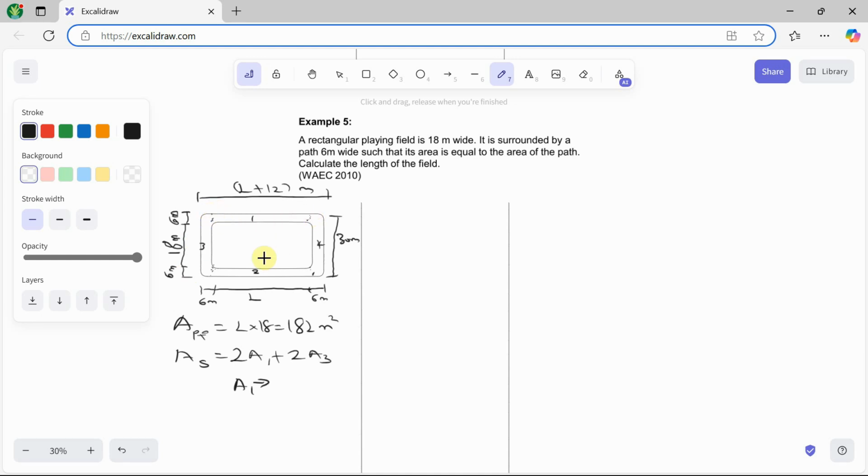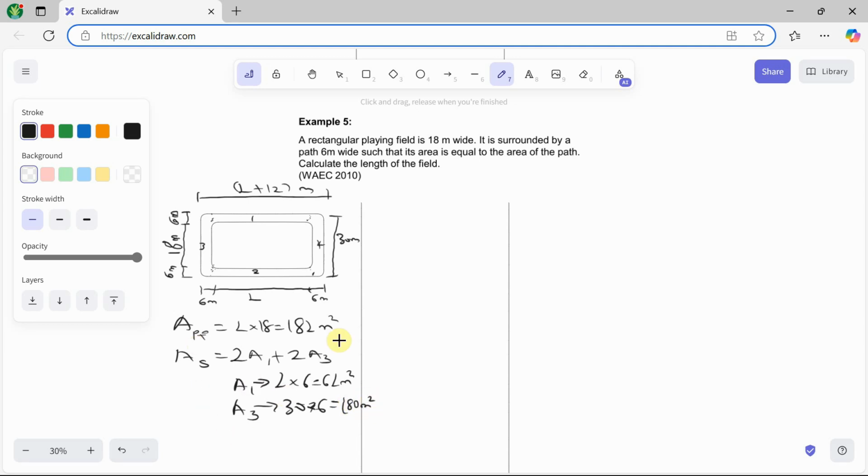Area 1 is, what is this? The length here is L, right? From here to here, the length is L. And then the width here is 6. So that will be L times 6, which is equal to 6L meters squared, right? And then for A3, it is this guy here. What is the length? The length is 30, because 18 plus 6 plus 6 is 30. Times, what is the width? The width of this guy is 6. So 30 times 6 would give me 180 meters squared.